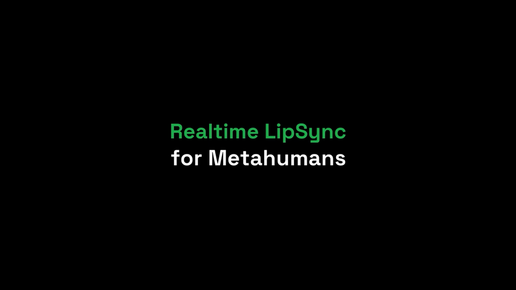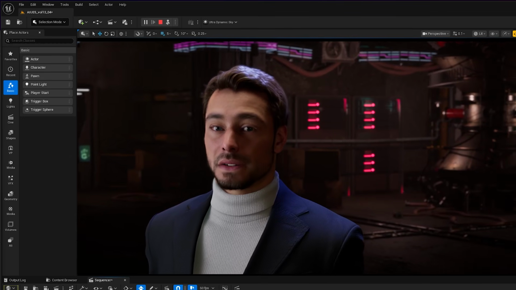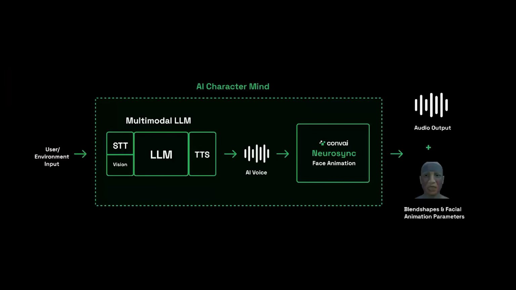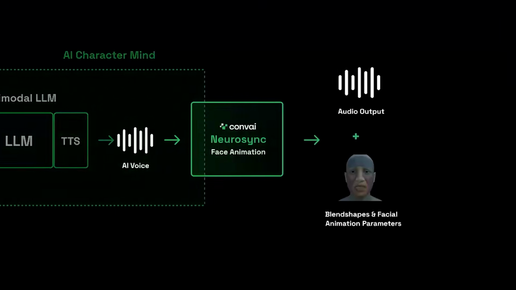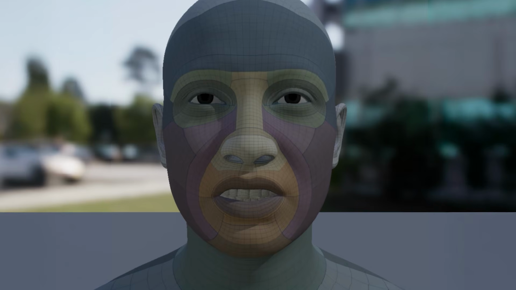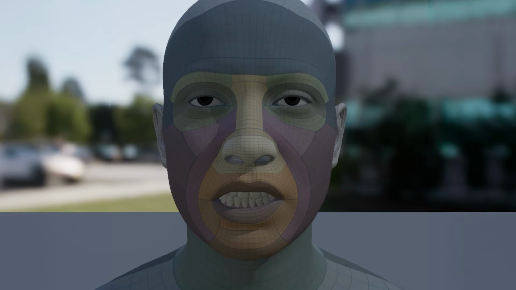Hello and welcome back. In this tutorial, we'll set up real-time lip sync and facial animations for metahuman characters enabled by Convai's updated Unreal Engine plugin. As your character responds in real time, Convai's in-house AI model, NeuroSync, processes the audio stream instantly to produce perfectly synchronized lip movements and facial animations. Combined with Metahuman's 251 Blendshapes, you get incredibly nuanced expressions that adapt dynamically to every word spoken.